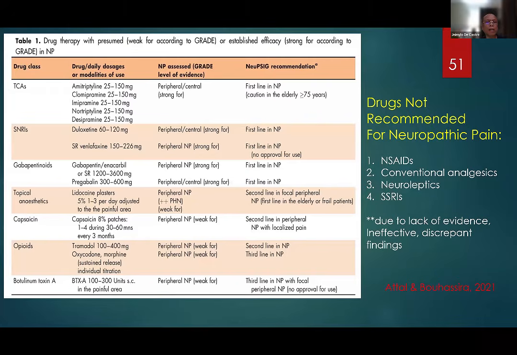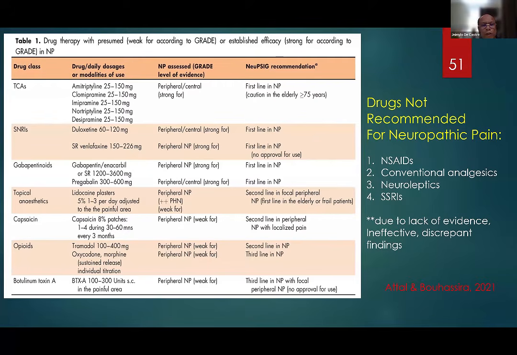So if we move on, it would be your SNRIs, as you can see here, duloxetine and venlafaxine. Then, of course, your gabapentinoids, which are gabapentin and pregabalin. These are your first line. And it is actually second line in treatment for peripheral neuropathic pain only. So it's very, very specific for which indication is best treated.